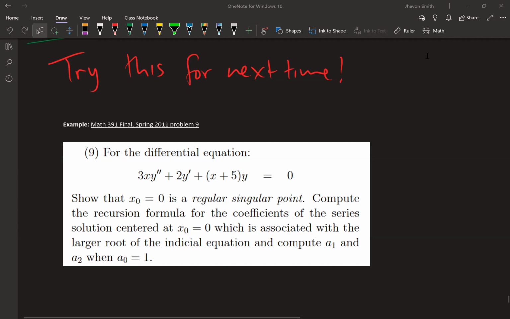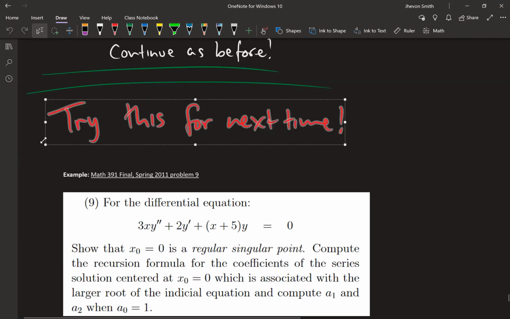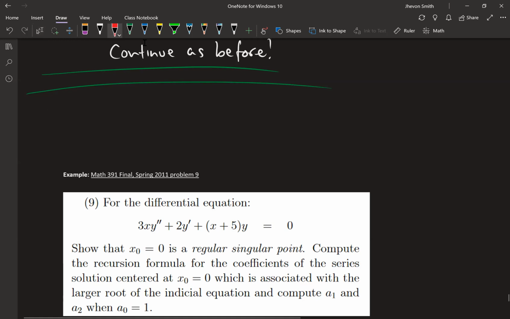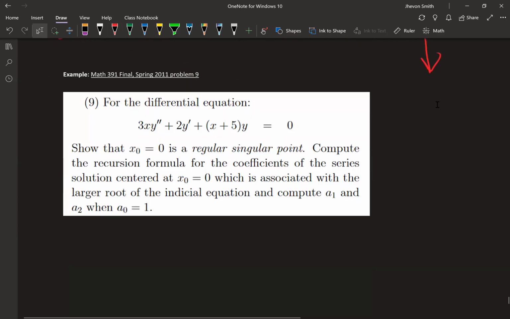Let's actually just jump into this now. Let me move this chat box out of the way, and let me just make a note that we started here, started from the bottom, started here on 7/13 day. Okay, and let's jump into it.